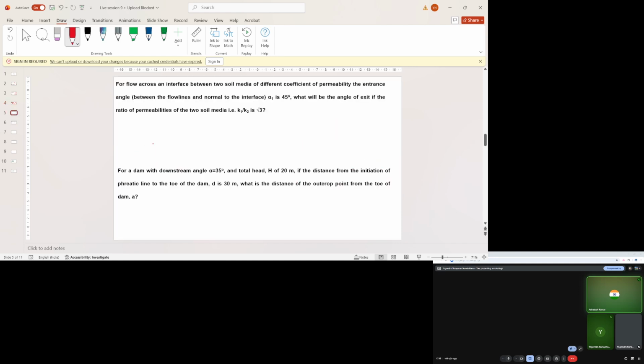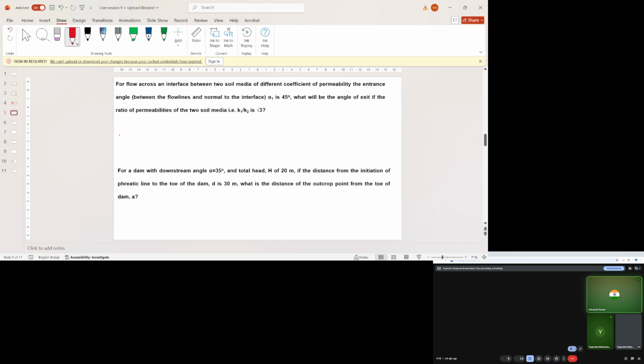So now coming to this question. From now, I think the numerical part starts. For a flow across an interface between two soil media of different coefficient of permeability, the entrance angle, that is the incident angle between the flow lines and normal to the interface, alpha 1, is 45°. What will be the angle of exit if the ratio of permeabilities of the two soil media, that is K1 by K2, is root 3? So how will you solve it?